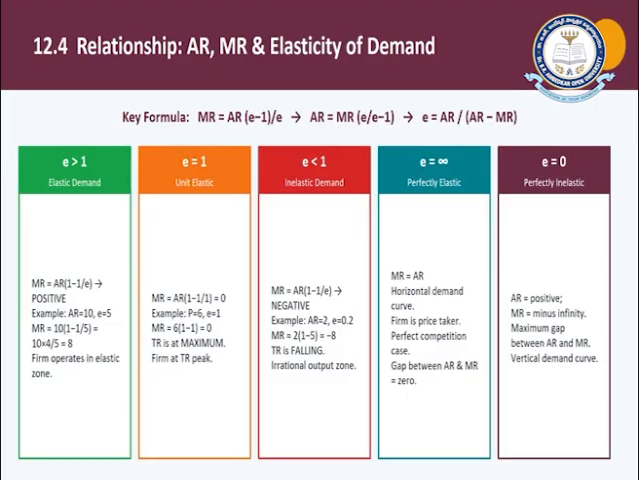Similarly, for unit elastic, MR equals AR times 1 minus 1 divided by 1, which is equivalent to 0. For example, your price equals 6 and elasticity is 1. So MR equals 6 times (1 minus 1), which is equal to 0. The TR is at its maximum; TR is at its peak. The total revenue is at the highest point.